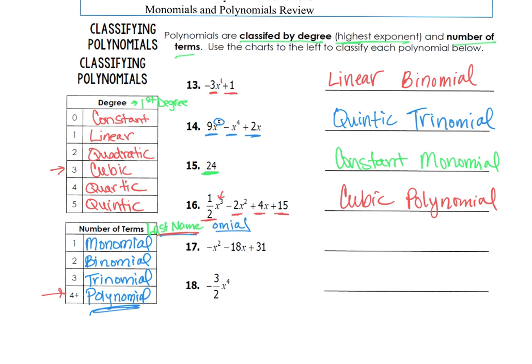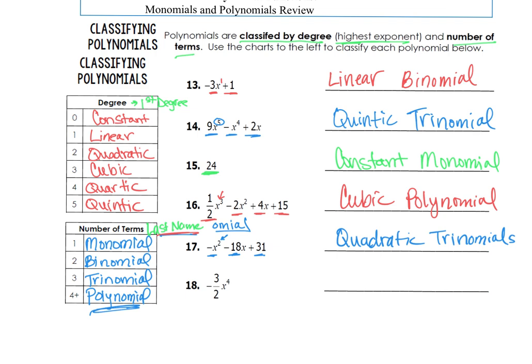Number 17, we have negative x squared minus 18x plus 31. This should look really familiar to you. My highest degree here is 2. Anytime our x is squared and that's the highest, that's called a quadratic. We've done lots of things with quadratics this semester. And there's 1, 2, 3, making it a trinomial. We've especially done lots with quadratic trinomials, but maybe you didn't really know that. I was calling it by its official names when I called it a quadratic trinomial, but now you do.